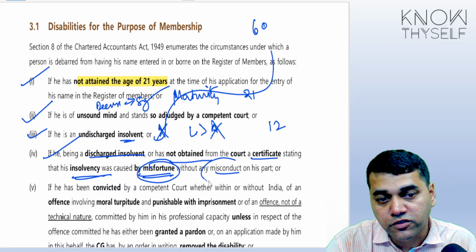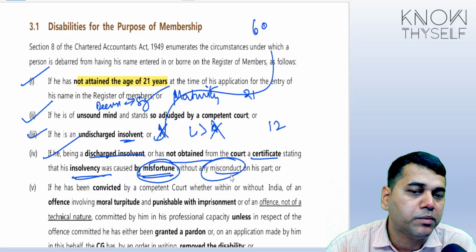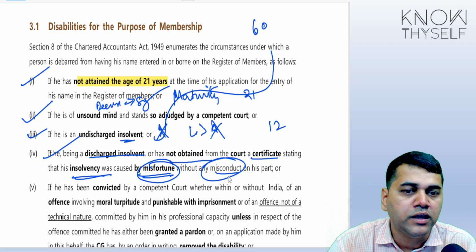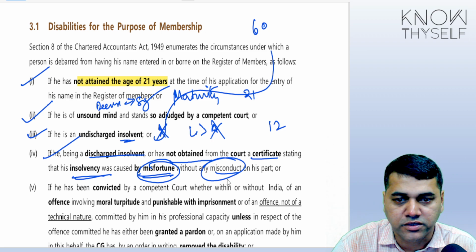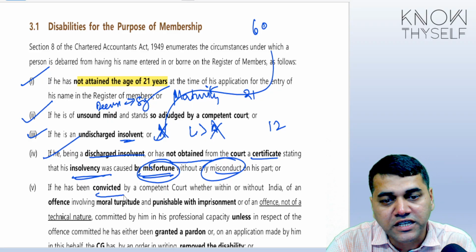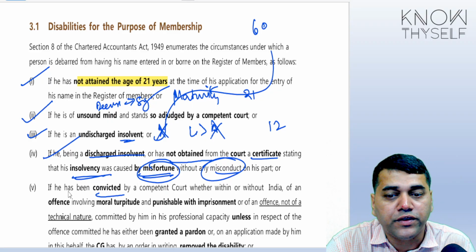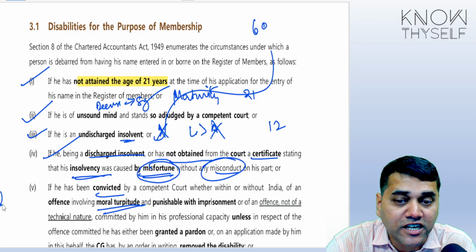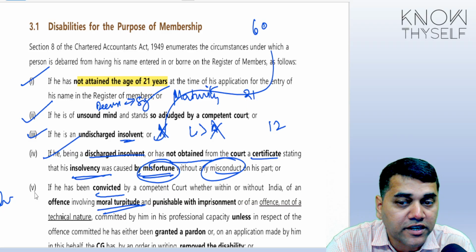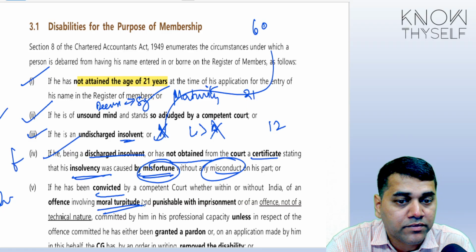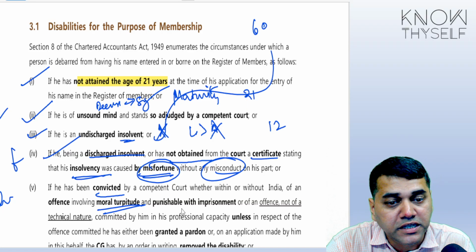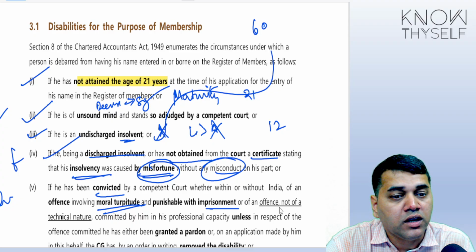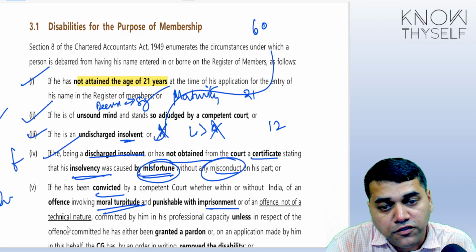But if you have become insolvent because of misconduct, then we will not permit you to enter, because we don't want you to be part of our membership. If he has been convicted by a competent court of any offense involving moral turpitude, morality-related, like check forgery, fraud, cheating, and you have been imprisoned, punishable with imprisonment, or an offense not of a technical nature.